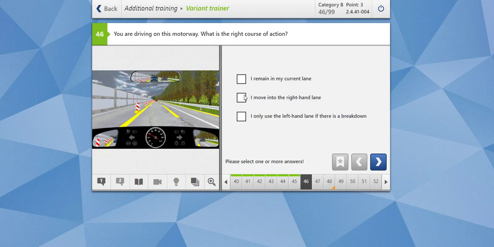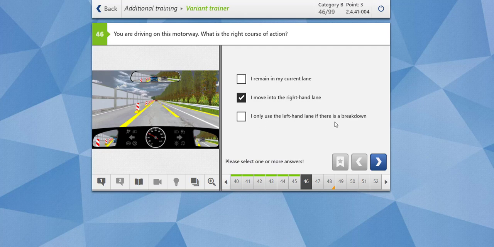I remain in my current lane. Right now you are moving in the left-hand lane. But according to German rules, you always have to move towards the right-hand lane. And this left-hand lane has to be free for the vehicles which want to overtake you. I move into the right-hand lane. Yes, this is the correct option.